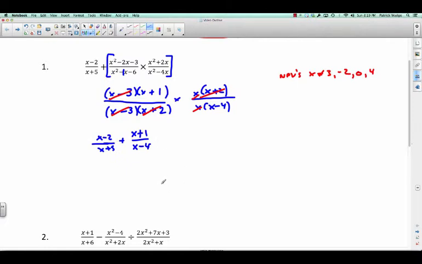So what do we do to add rational expressions? Well, the first thing we have to do is factor the denominators, and they're already factored. There's nothing you can do. Next thing you want to do is look for NPVs.